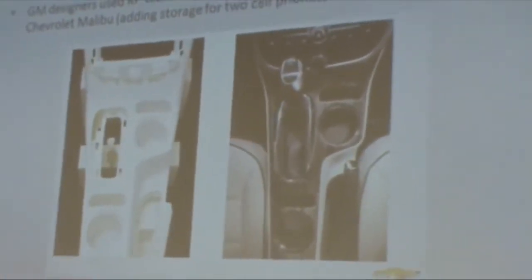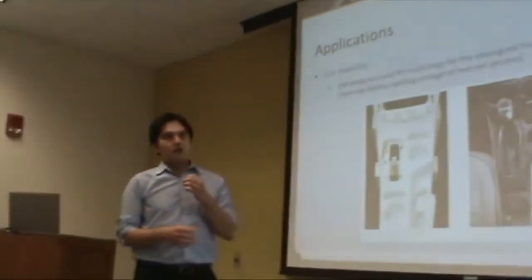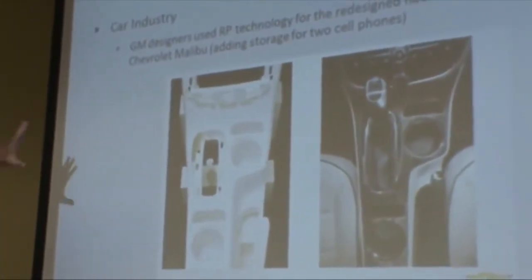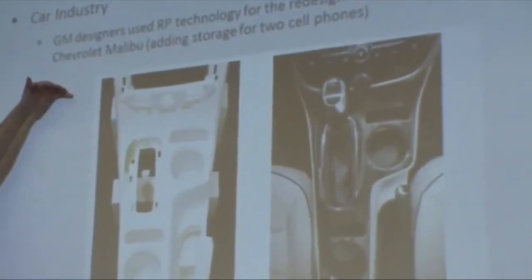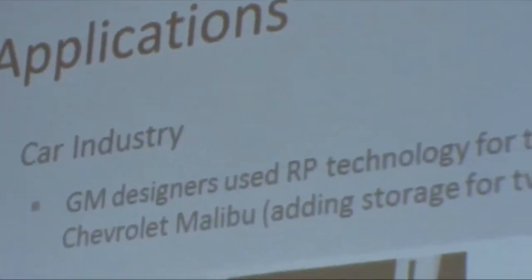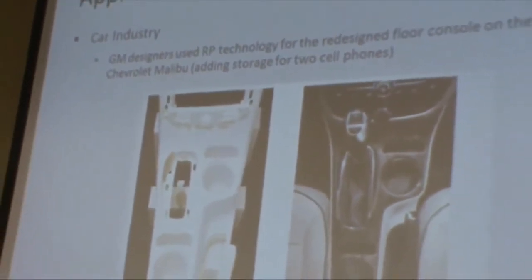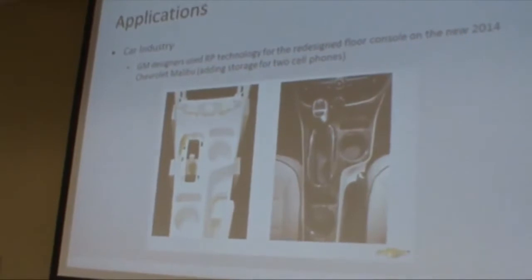So let's talk about the applications of RP. Besides using it for product development, there are a couple of companies that use it in some applications that are quite interesting, and I want to share them with you. First, starting from the car companies. This one is still used for product development, but it's interesting how they use it. They use RP technology to create the console of the car. This is for a Chevrolet Malibu 2014, so I'm not sure if it's already out or still in production.